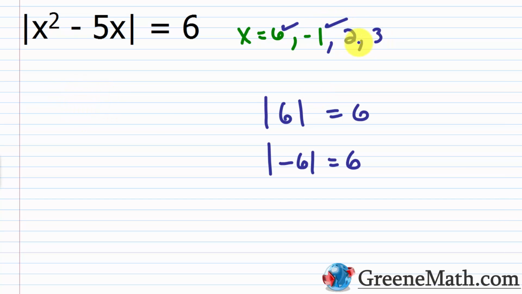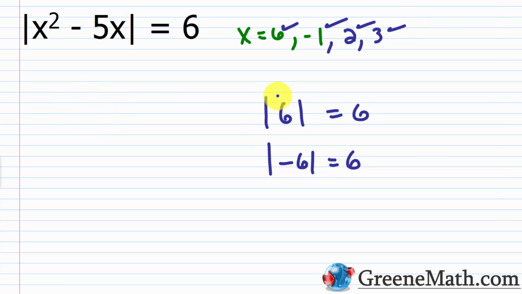Then for these two, you're going to end up with negative 6, right? So 2 squared is 4 minus 5 times 2, which is 10. 4 minus 10 is negative 6, so that's this scenario here, so that works. Then the other one, plug in a 3. 3 squared is 9, minus 5 times 3, which is 15. 9 minus 15 is also negative 6. So this one is going to work as well, right?